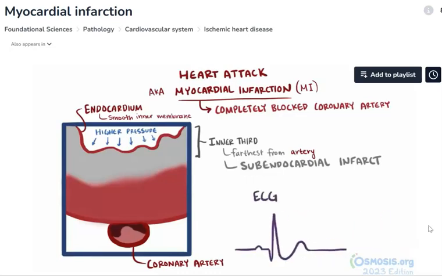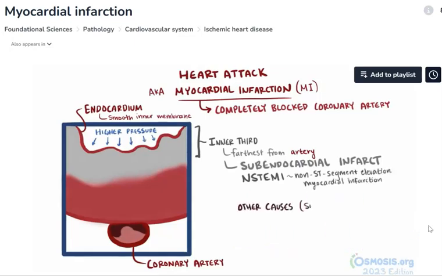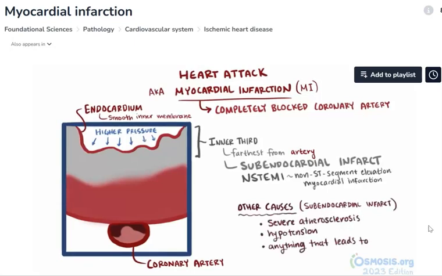An ECG, or electrocardiogram, done at this point typically shows an ST segment depression, or in other words, it doesn't show ST segment elevation. So sometimes we call this an n-STEMI, which stands for non-ST elevation myocardial infarction. Other causes of this sort of subendocardial infarct would be severe atherosclerosis and hypotension, anything that ultimately leads to poor perfusion of the heart tissue.